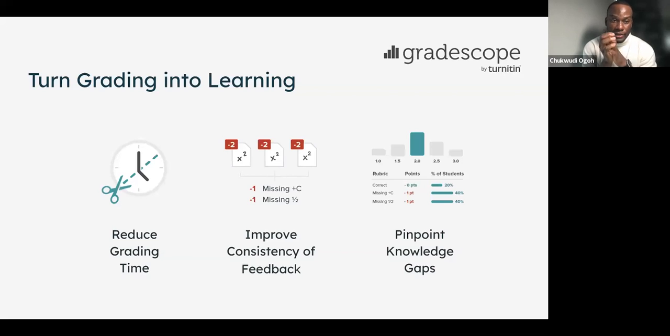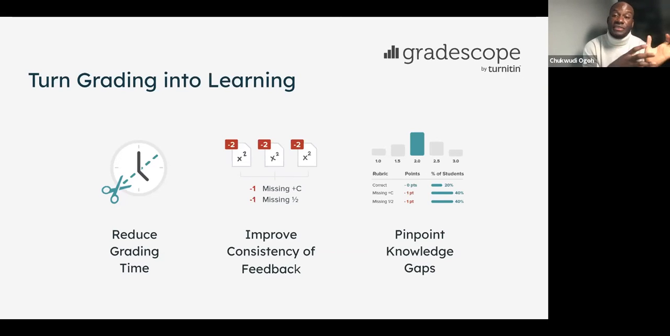As pointed out earlier, how does Gradescope support learning, and how does it support you as a user, an academic instructor or educator, in your assessment process? It supports you by reducing the time to grading. We know that we spend a lot of time marking because we have to think about how we want to frame feedback and how we want to give the students scores. It also helps in supporting consistency in feedback.